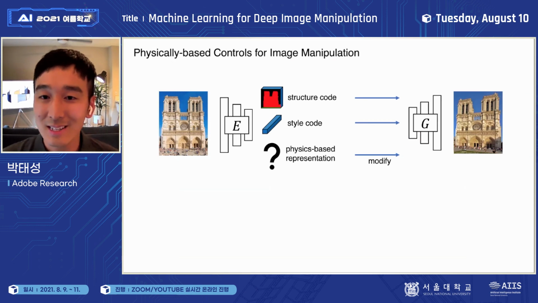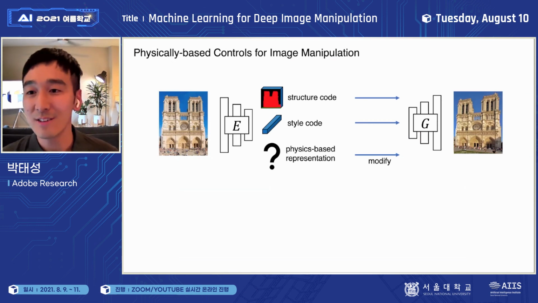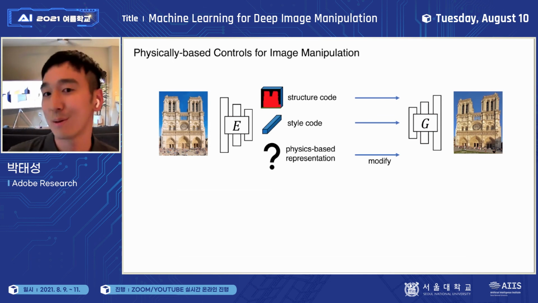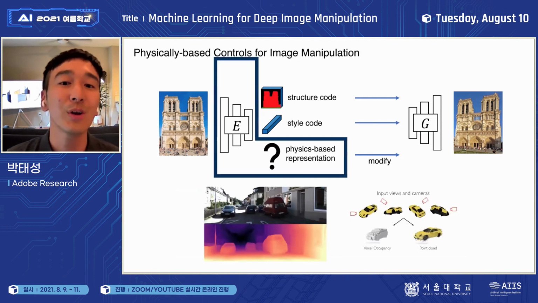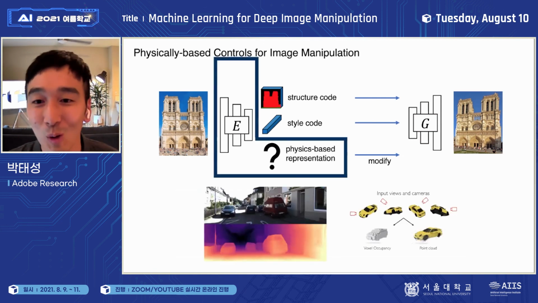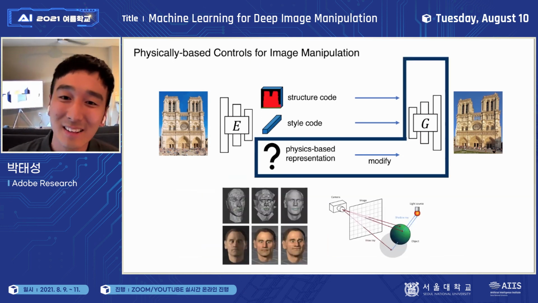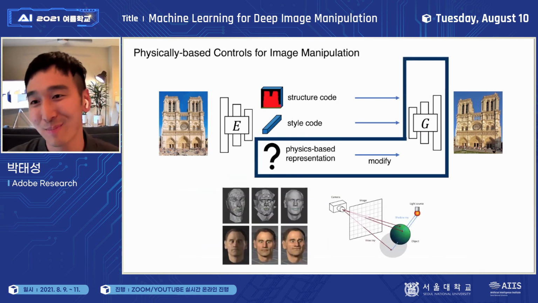One way to prevent this is to utilize some knowledge about 3D or physics. We can have our encoder also output some physics-based representation and enforce that the representation is consistent after some modification, like viewpoint changes. Then the encoder is almost like the whole 3D computer vision problem, maybe. On the other hand, the decoder is like a computer graphics pipeline.